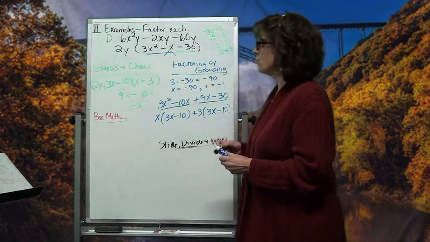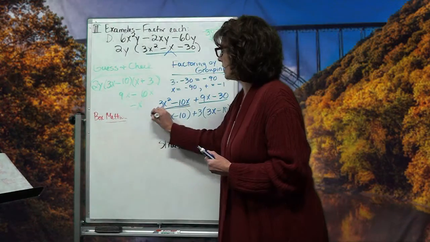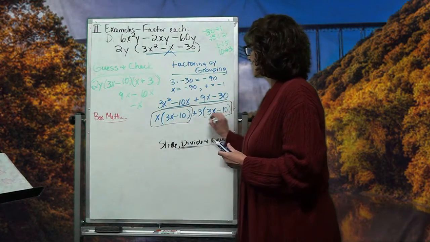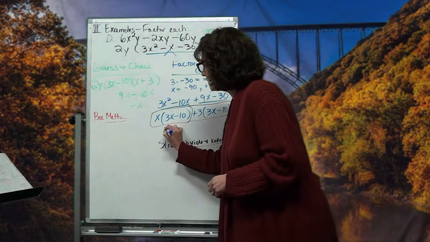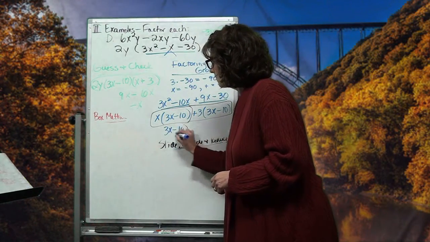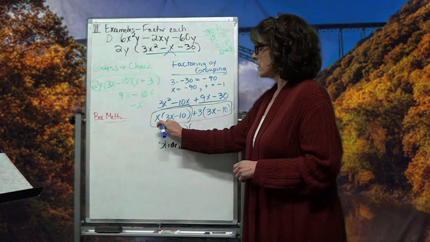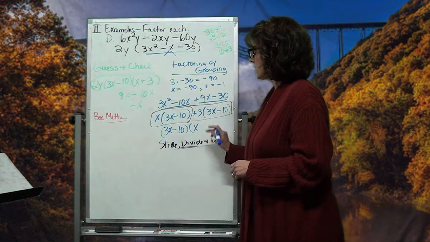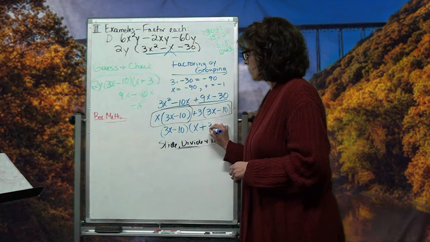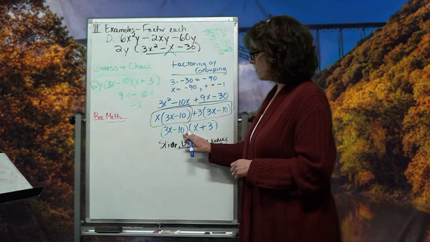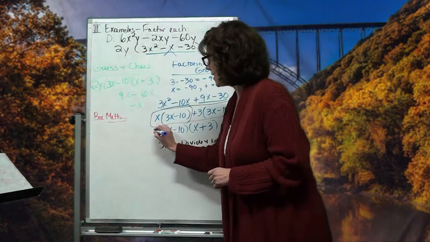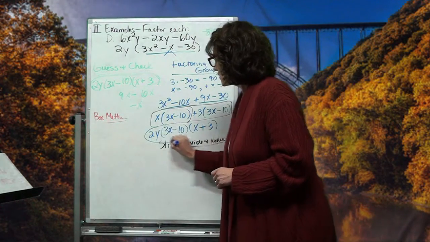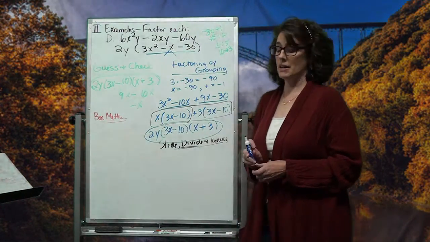So there are those two funky looking terms, one right here and one right here. I'm going to divide out what's common, that 3x minus 10, and write down what's left. Take a 3x minus 10 out of here, I'm left with an x. Take a 3x minus 10 out of here, I'm left with 3. But don't forget, this foiling will only give me to here. I need that 2y sitting out front so that I can get all the way back to the beginning.